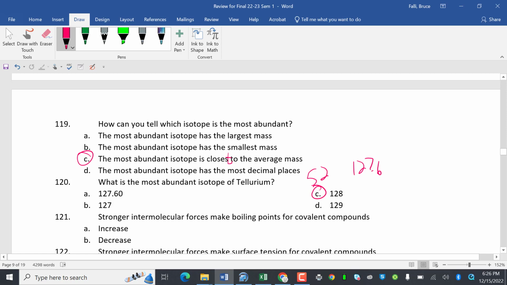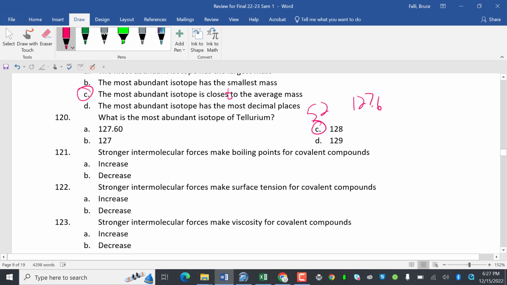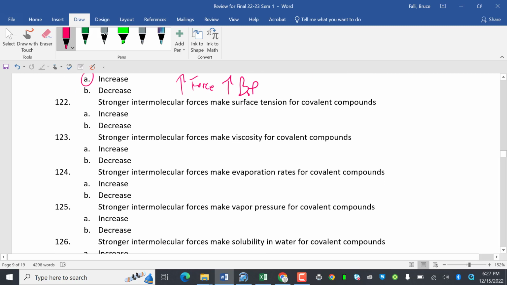Stronger intermolecular forces make boiling points for covalent compounds increase. So increased force increases BP. Whoops, that's not batting practice. Stronger intermolecular forces make surface tension for covalent compounds increase. Again, increased force increases it. Remember, intermolecular forces are clumpiness. So if you are clumpy, you're going to be a liquid, which means it takes more energy to make you boil. And if you're clumpy, you're going to have a much higher surface tension.